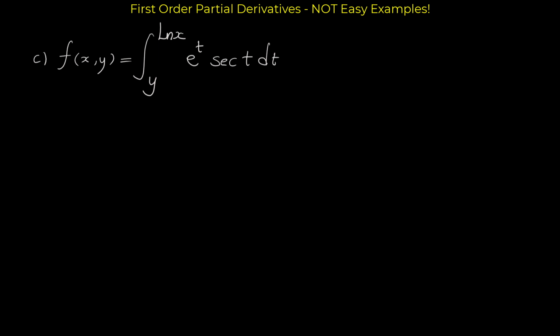Now look at this function. Function f is given by the integral from y to ln of x of e to the t secant t dt. The function f has two variables, variable x and variable y. Attention, t is not a variable. This is something that is a little confusing sometimes, because you see t here, you think, okay, f is also a function of t. No, t is not a variable here.